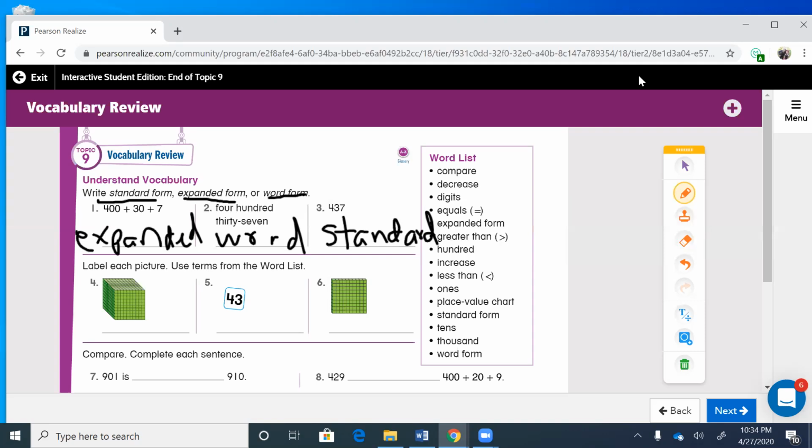All right, let's go to number 4. Label each picture, use terms from the word list. Look at number 4. That is a huge block, isn't it? Cube, I should say. How many tens are there? Or I should say, sorry, not tens, hundreds. Right, and that would make 1,000.